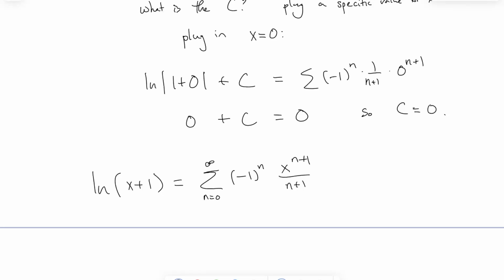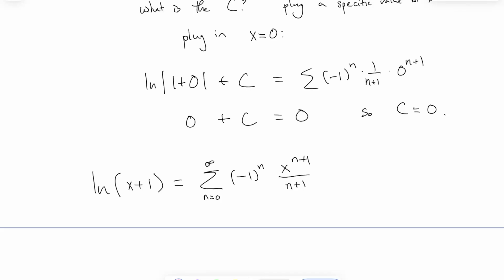This is an important formula. It is the power series expression of the natural log. It is, to be more specific, the natural log of x plus 1. Unfortunately, it's not a power series for ln of x. It's a power series for ln of x plus 1. And since this one is so important, we should probably talk about the convergence.